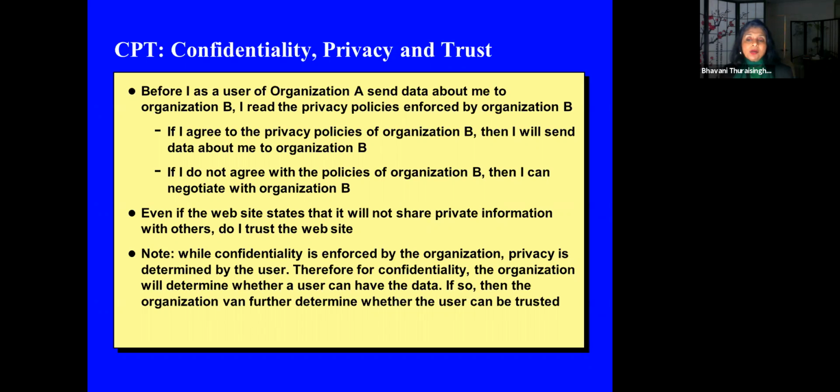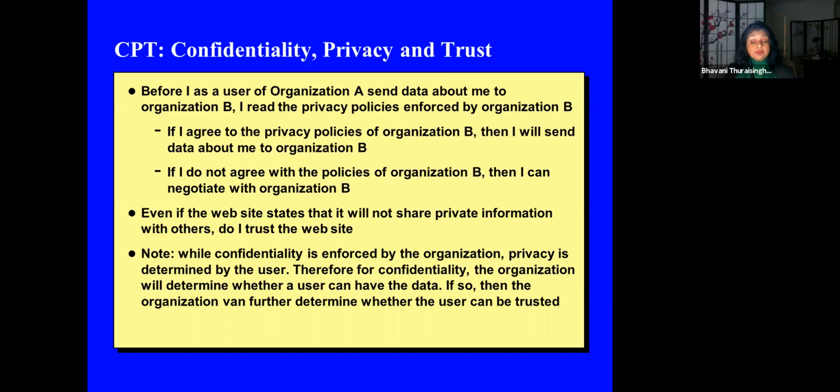I just want to talk about confidentiality, privacy, and trust, because we hear these words so often. So this is what we really mean. Before I, as a user of organization A, send data about me to organization B, like my social security number or my purchases or my credit card, I read the privacy policies enforced by organization B. If I agree to the privacy policies of organization B, then I will send data about me to B. If I do not agree, then I can negotiate with organization B. So that's the privacy aspect.